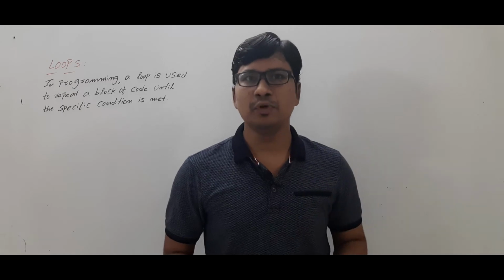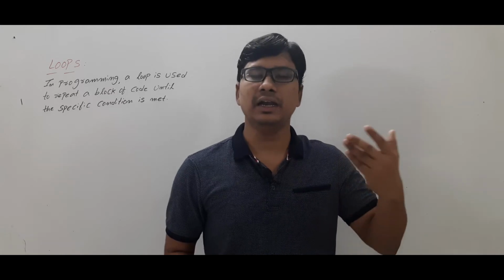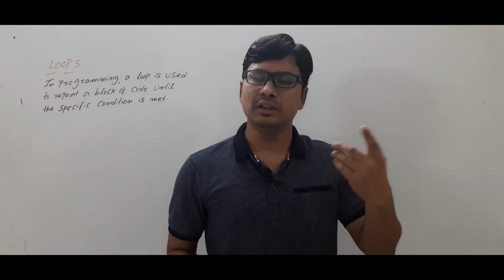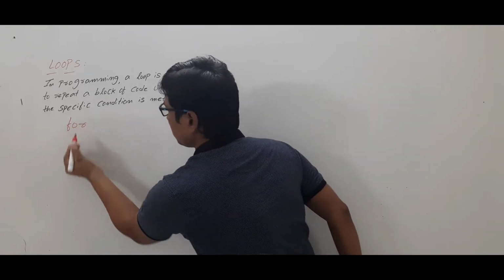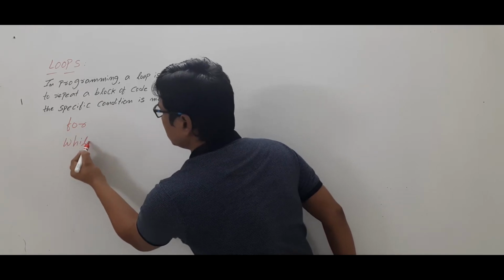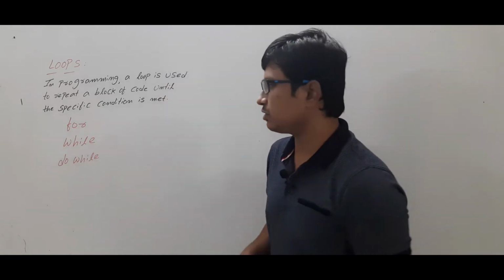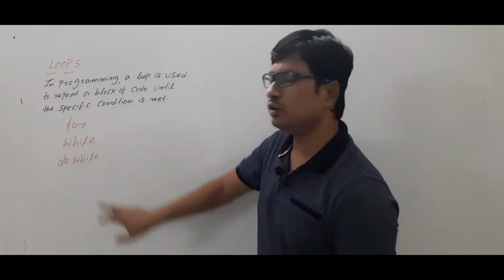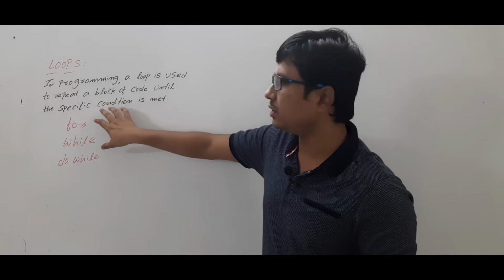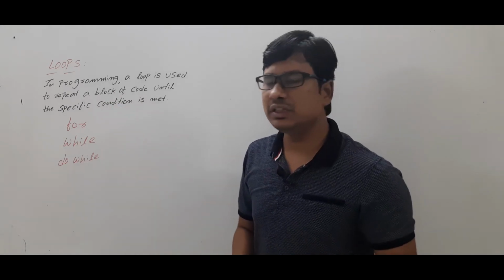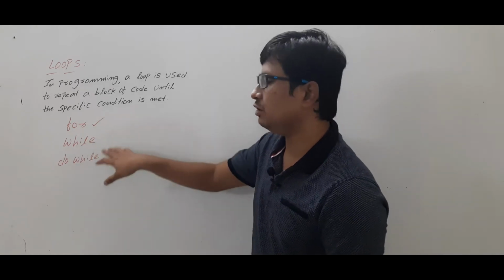met. Now in the C programming language, we have three different types of loops. Let me list them out, and then I will discuss the for loop. We have three types of loops: for loop, while loop, and do while loop. These three loops are used to repeat a block of code until the specific condition is met. Now in this video, I will discuss the for loop. In the coming videos, I will discuss the while loop and do while loop.